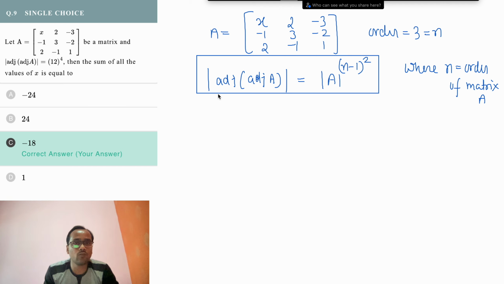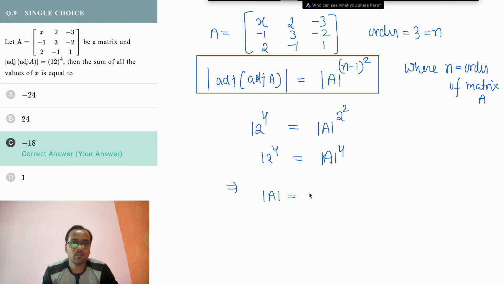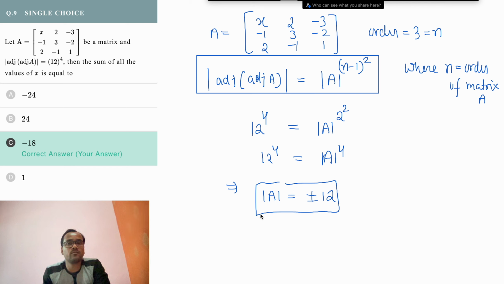So according to the question, the determinant of adjoint A is 12 raised to the power 4. So that should be equal to the determinant of A raised to the power (n minus 1) square. So n minus 1 is 3 minus 1, 2 square. So the determinant of A raised to the power 4 is equal to 12 raised to the power 4. Taking the fourth root from both sides, the determinant of A is coming out to be plus minus 12.